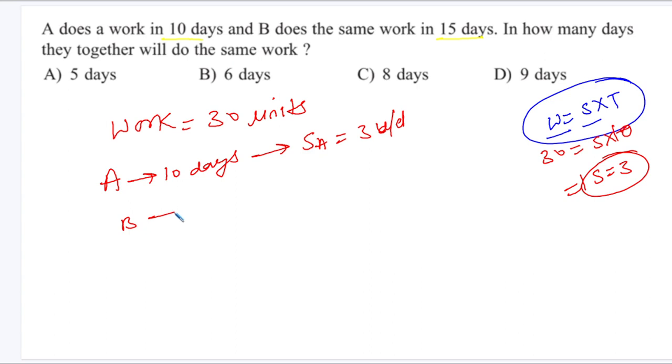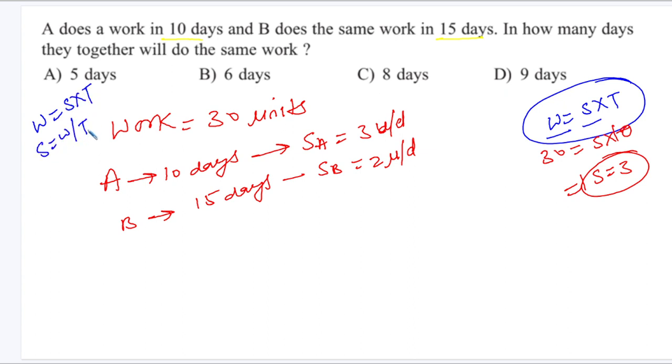And similarly for B, I'm given that B can do the same job in 15 days. So the speed of B will come out to be 30 divided by 15, that means 2 units per day. Just remember, for the amount of work done, we multiply speed by time. To calculate the speed, we divide work by time, and to calculate the time, we divide work by speed.